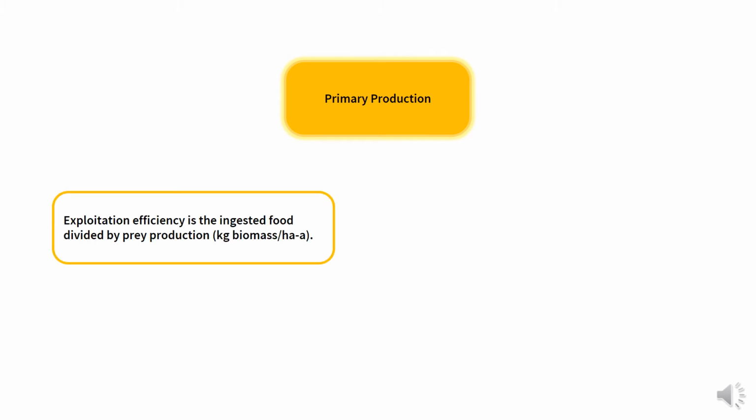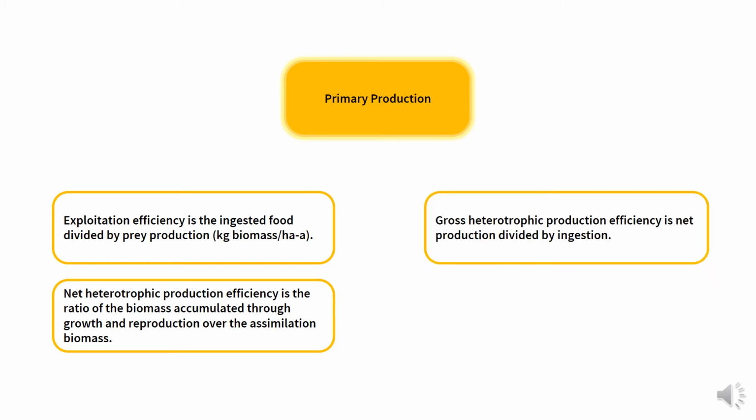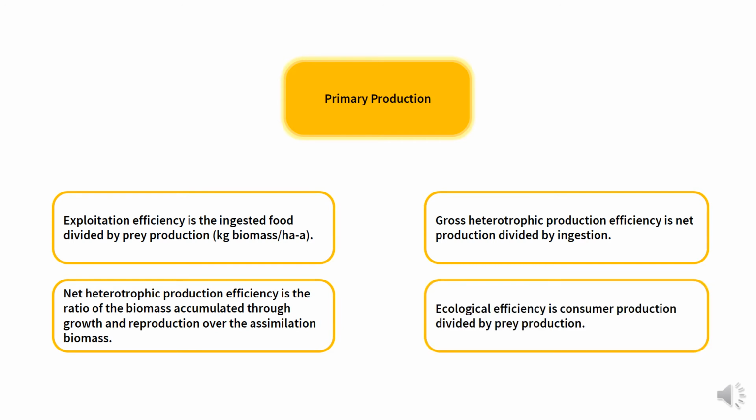Exploitation efficiency is the ingested food divided by the prey production, and the net heterotrophic production efficiency is the ratio of the biomass accumulated through growth and reproduction over the assimilated biomass. And the gross heterotrophic production efficiency is the net production divided by ingestion. Ecological efficiency is the consumer production divided by prey production.